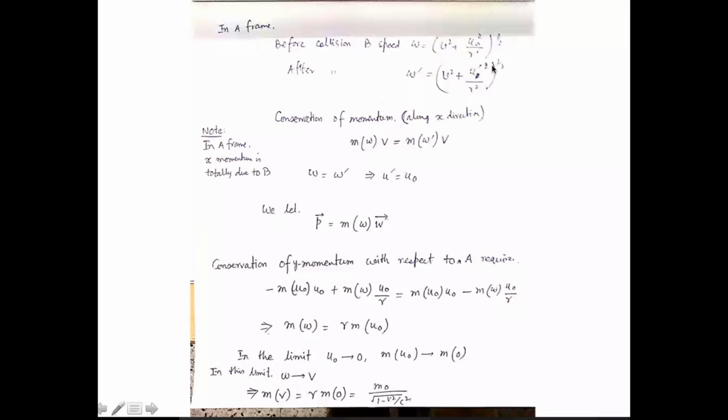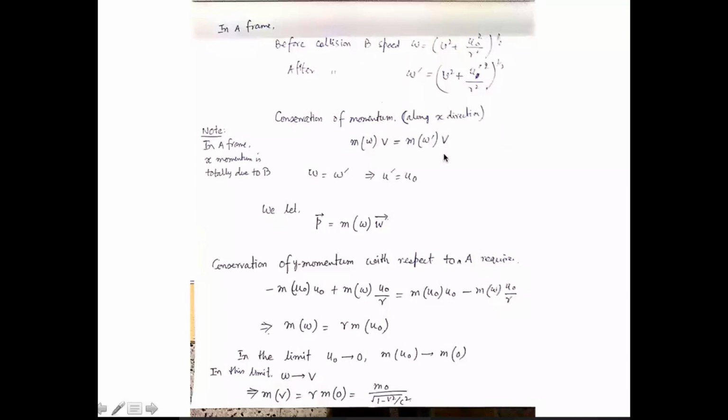Okay. Now, in A's frame, the x momentum is totally due to B, because A knows, according to him, there is absolutely no component of velocity motion along the x direction. So therefore, if I want to conserve the momentum along the x direction, this is the relationship that should hold. However, here you see, I have made m dependent on this speed of B, omega. Okay, do you agree to that?